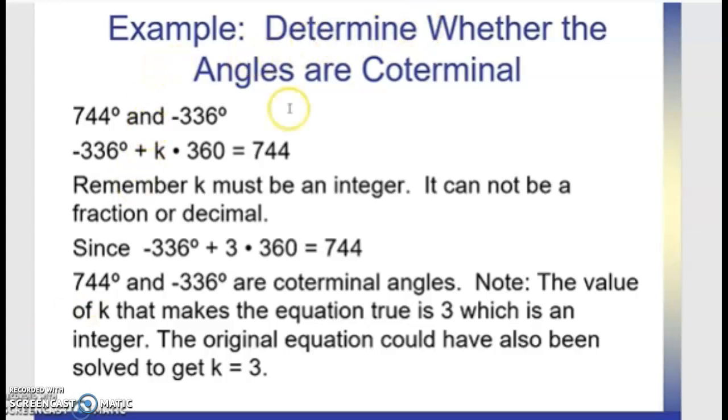Example, determining whether the angles are coterminal. This time we're given a 744-degree angle and a negative 336-degree angle. These angles are coterminal because we can multiply an integer, not a fraction or decimal, but an integer, times 360 degrees and add that product to negative 336 degrees and arrive at 744 degrees. So, in summary, since negative 336 degrees plus 3 times 360 degrees equals 744 degrees, the angles are coterminal.